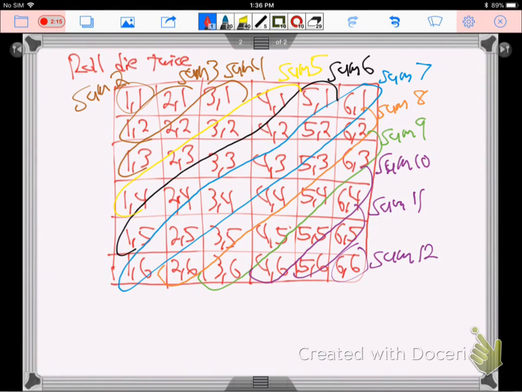What's the most likely total? 7. That's right. It occupies the main diagonal. It's the most likely. It's 1 out of 6. The second most likely total is tied by 8 and 6. They both have 5 out of 36 chance of happening, don't they? See how that works? So 7 is the main expected probability, and the further you are above or below 7, the less likely that sum is.